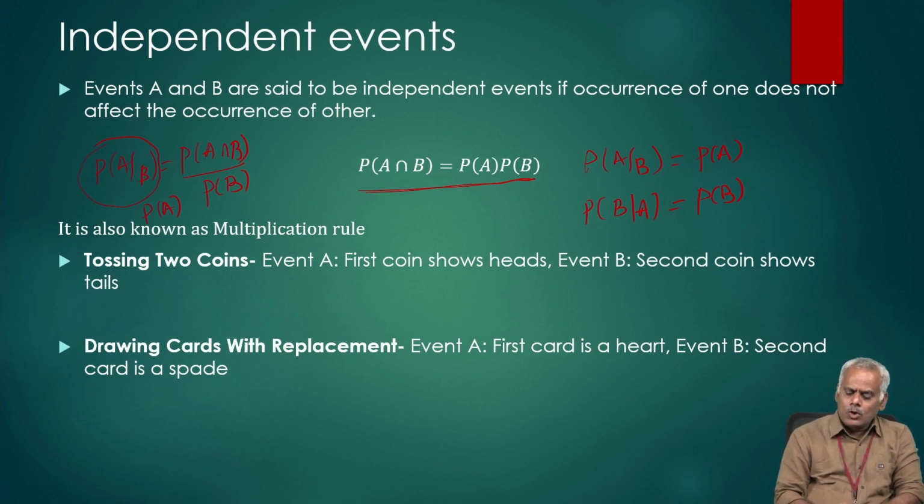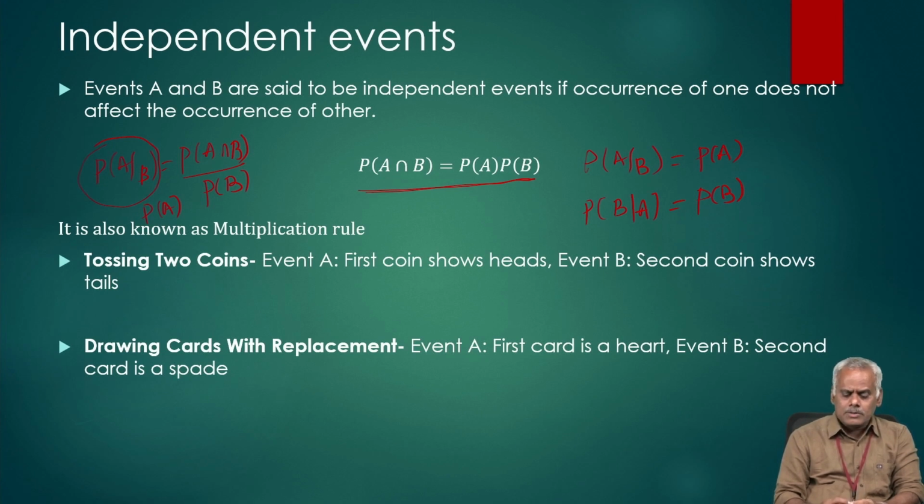Now, tossing two coins. Event A: first coin shows head. Event B: second coin shows tail. These two events are independent. Similarly, drawing cards with replacement. Remember, with replacement. Event A: first card is heart, then place it back, with replacement, because then second card is spade. Then these two are independent events.